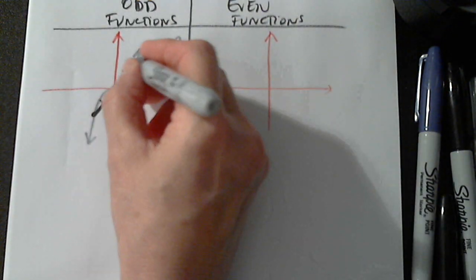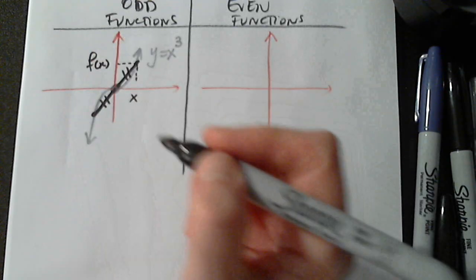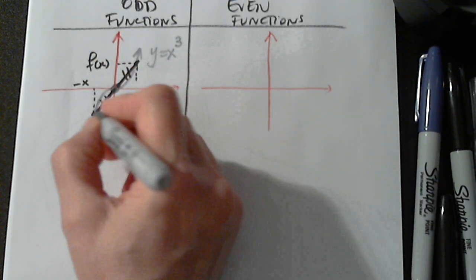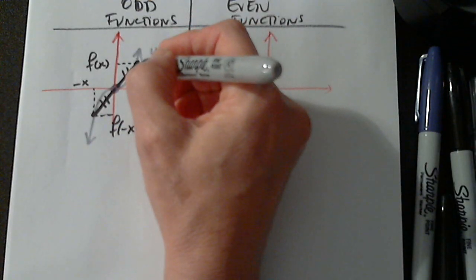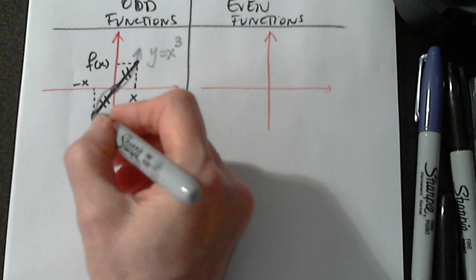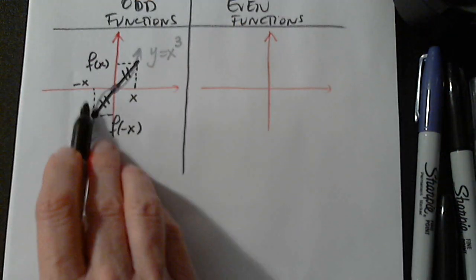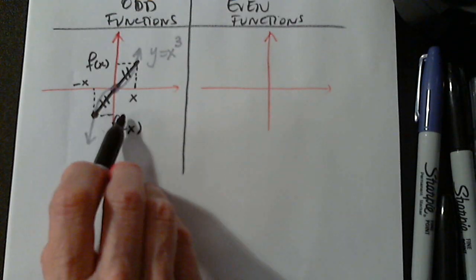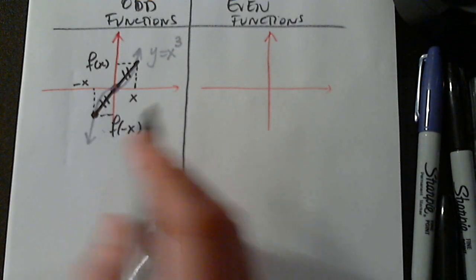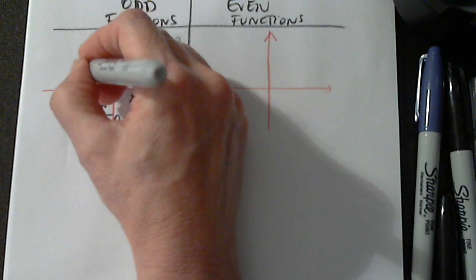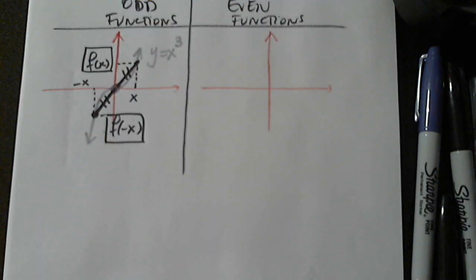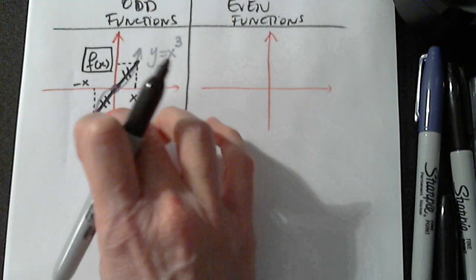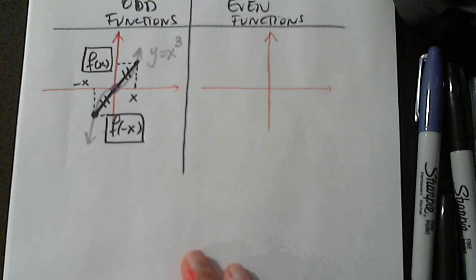If you remember the rule, if this is x and this is f of x, then this is negative x and this is f of negative x. So for this point that has coordinates x, f of x, it corresponds to this point that has coordinates negative x and of course f of negative x. And there is a very important relationship between this number and this number. They're opposites. If this is 5, this has to be negative 5. If this is 10, this has to be negative 10.